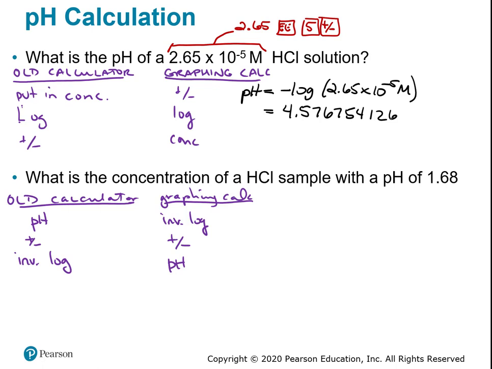You said for the old calculator to put it in first, put in the concentration. Yeah. Then hit the log button. Then the plus minus button.